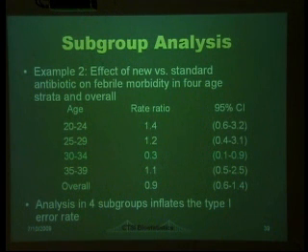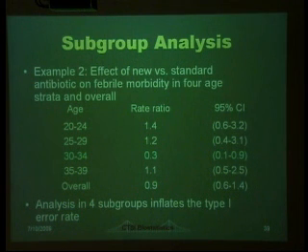The confidence intervals encompass 1 for age 20 to 24, for age 25 to 29. It's below 1 for age 30 to 34, and it encompasses 1 again for age 35 to 39. The overall rate ratio, the confidence interval encompasses 1. So that would be suggestive of no difference between the new and standard antibiotics overall, and no difference in 3 of those age groups. But there's an indication that maybe there's a difference in the age 30 to 34.